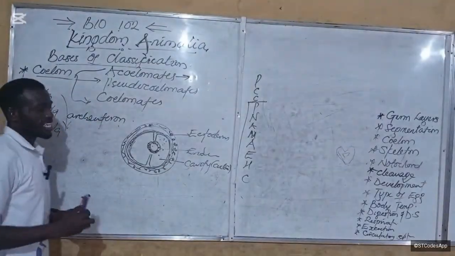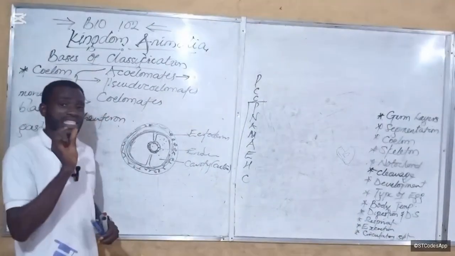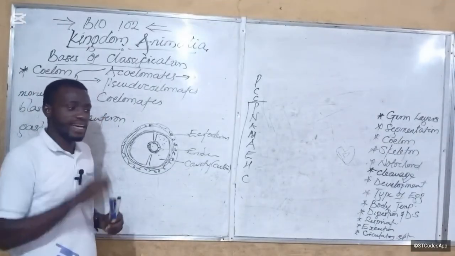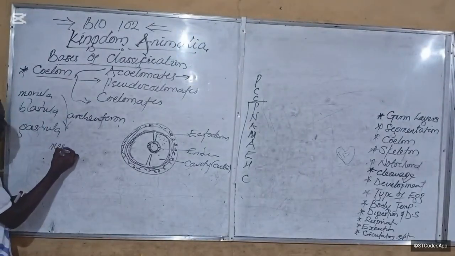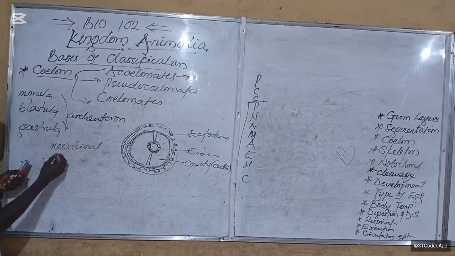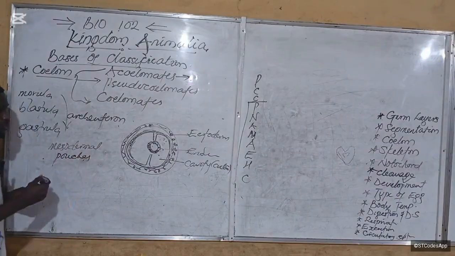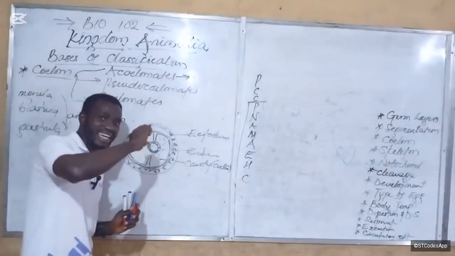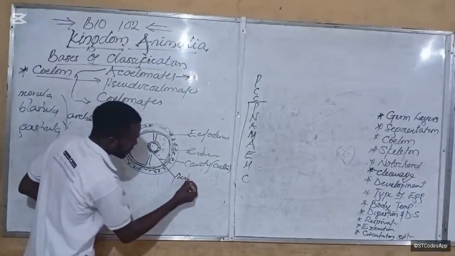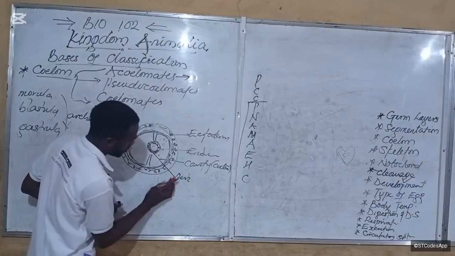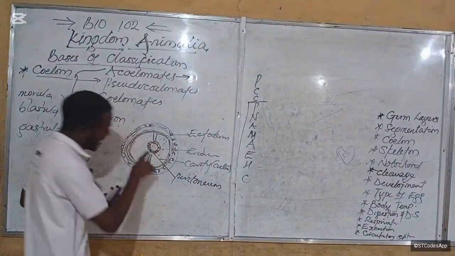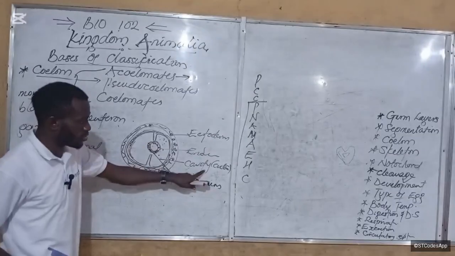While the pseudocoelom is when the mesoderm appears only in the form of what we call mesodermal pouches. Mesodermal pouches. So it is not lining the entire wall. We call it the peritoneum, the peritoneum, that is lining the gut. You know, the gut is formed from the endoderm. Is that clear?